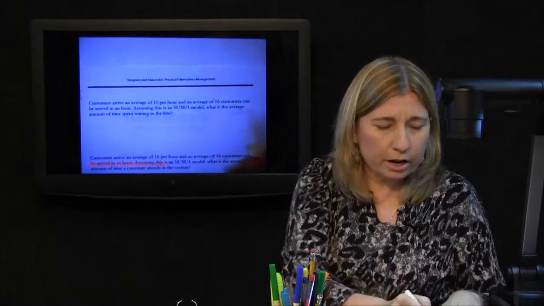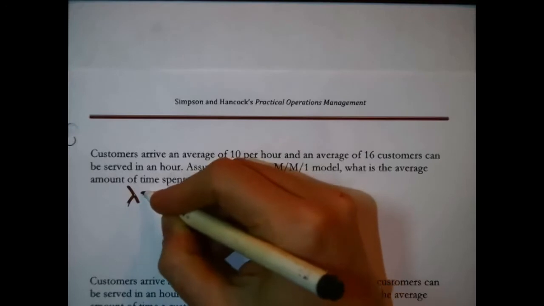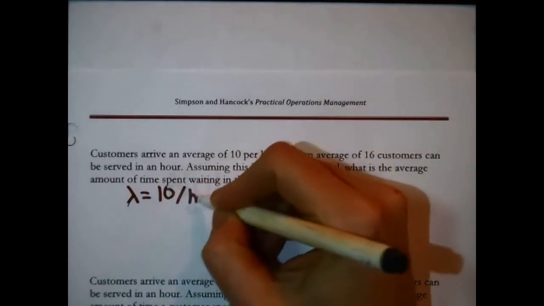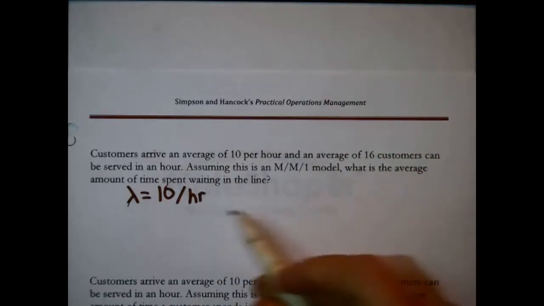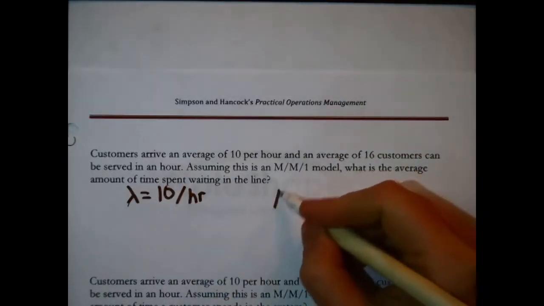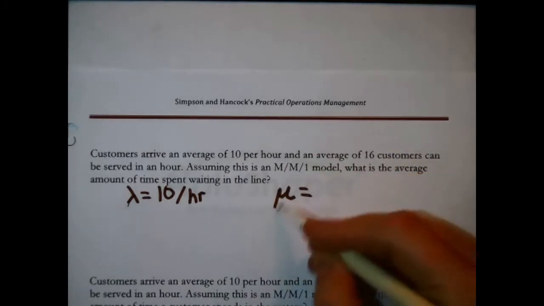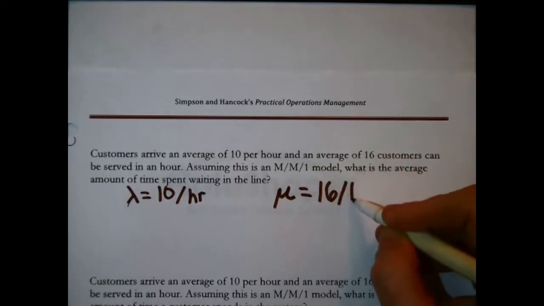Customers arrive at an average of 10 an hour. All right, that's important. That is lambda, the average customer arrival rate, 10 per hour, and an average of 16 customers can be served in an hour. That is equally important. That is mu, the traditional symbol for the customer service rate.